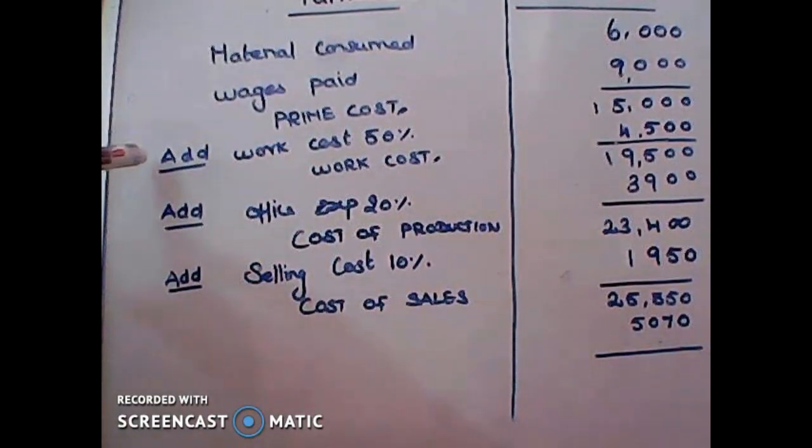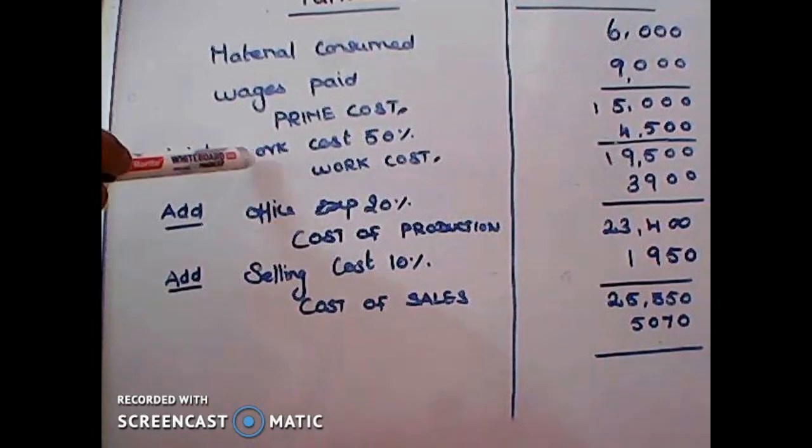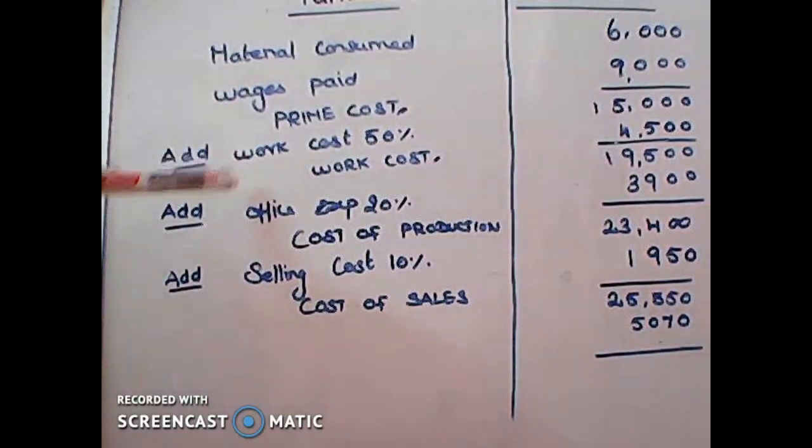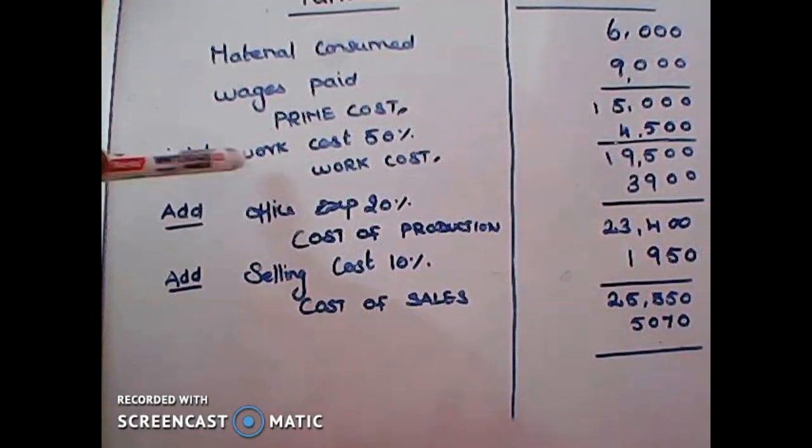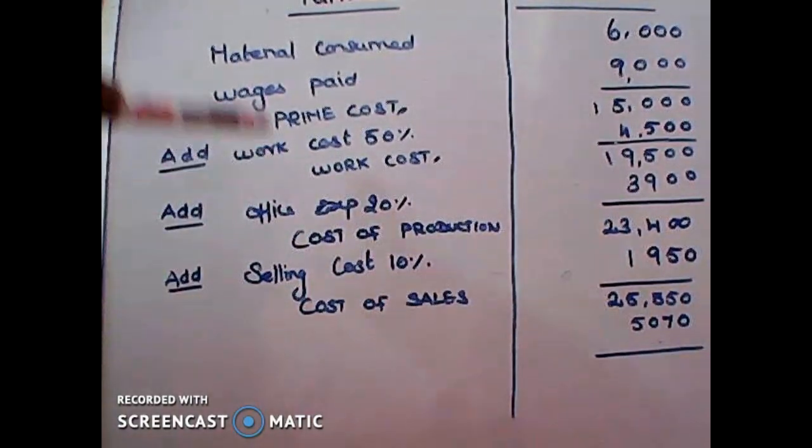Along with this, we were instructed to add work cost at 50% on wages. What is our wages amount? It is 9,000. So we calculate 50% on 9,000 and we get 4,500. In the question, it was also given that we have to compute office expenses at 20% and selling cost at 10%. Now let me see the working part, and after that we will come into the problem.